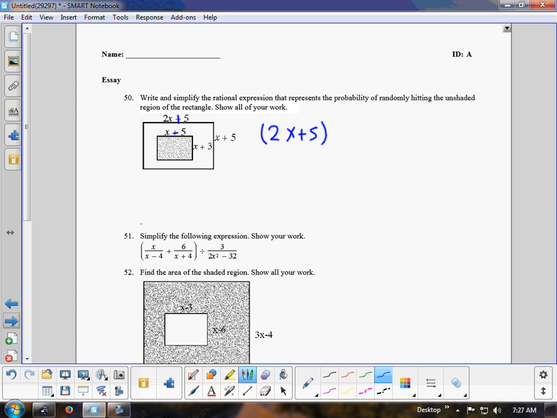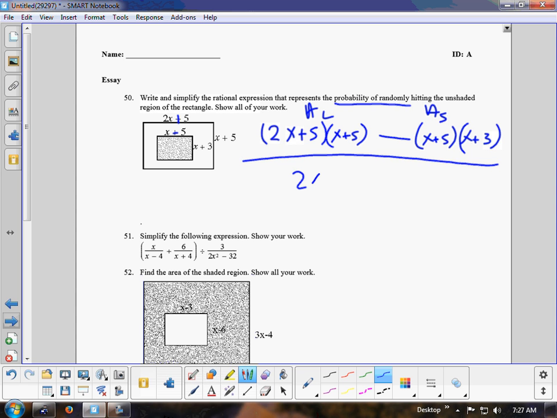area, which is (2x + 5)(x + 5), minus, that's the area of the large region, minus the area of the small region, which would be (x + 5)(x + 3). Since it's a probability, we need to put the whole region, which is the (2x + 5)(x + 5), on the bottom. Okay, since there's an x + 5 in each one, we can cancel that out.